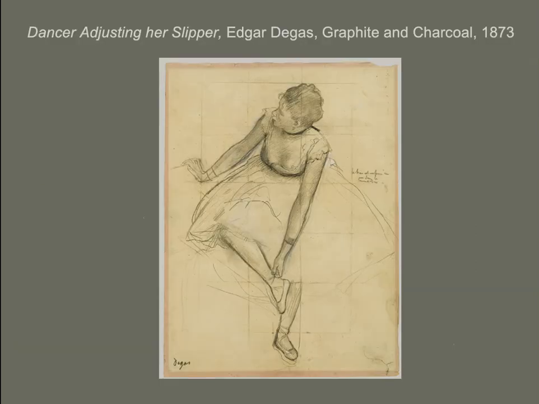Another artist who drew quite a bit was Edgar Degas. This is Dancer Adjusting Her Slipper. That's made out of graphite and charcoal from 1873. Again, this is a sketch, and you can see that part of it is more complete than the other part. So for example, her body, her torso, her arms, and then if you look at her dress, it's just this rapid sketch to capture the shape and the movement of her leg.